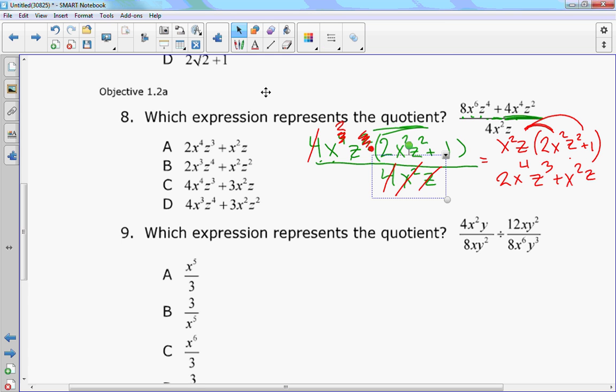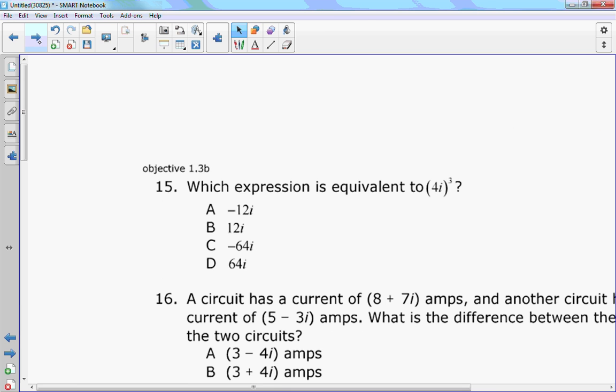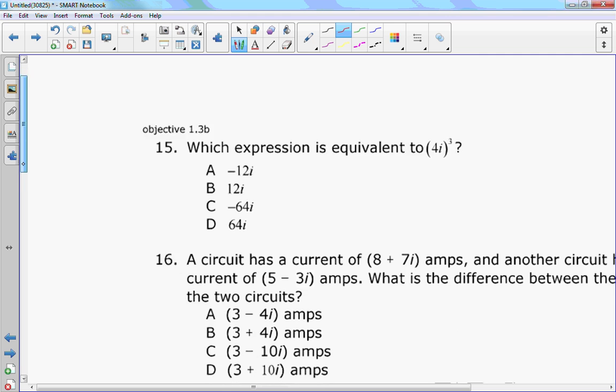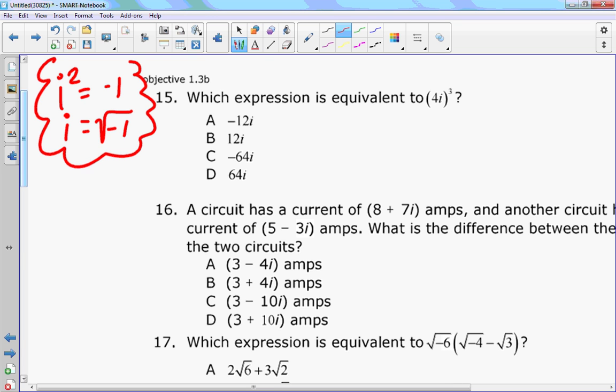Really quickly, which problem is it? Let's remember some formulas. On 15, this is a hint for 15. Two things we know about imaginary i. What does i squared equal? -1. And what's the square root of -1? That will help you.